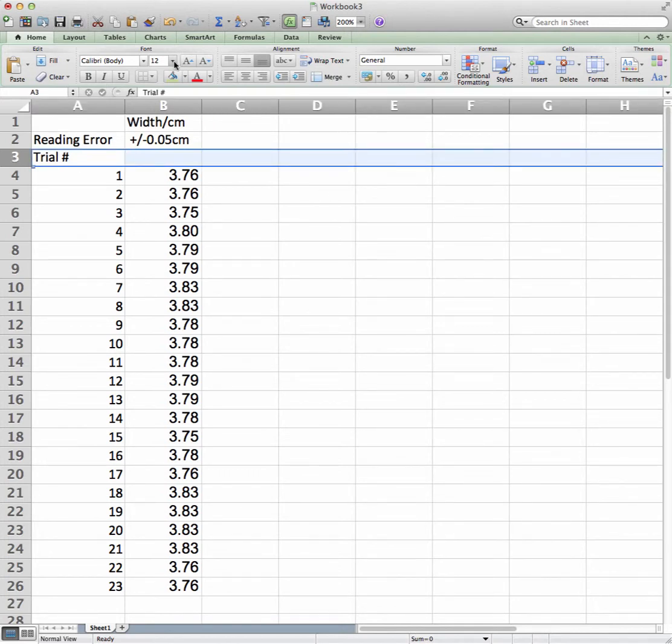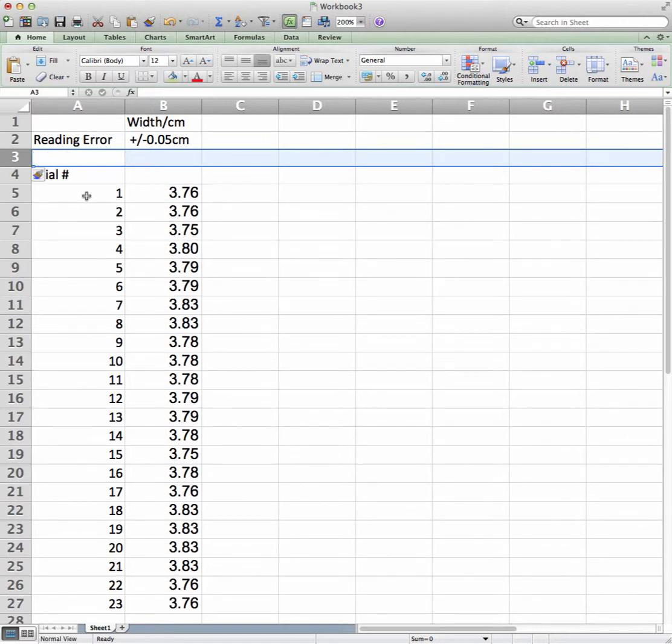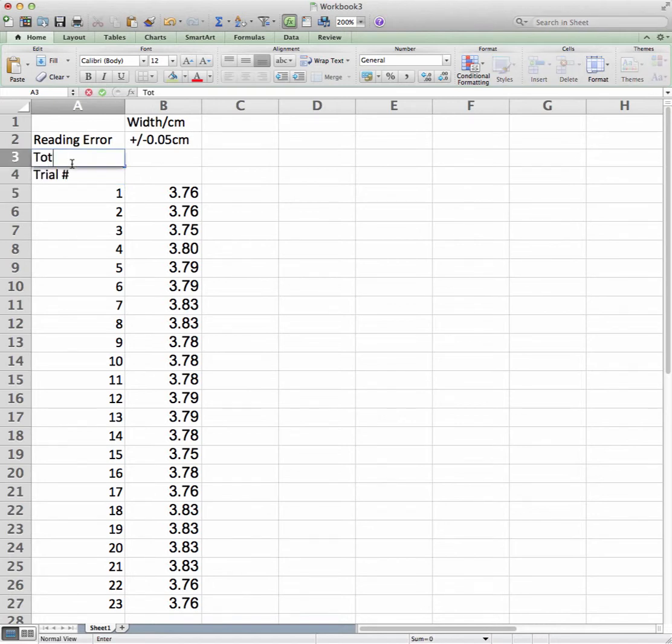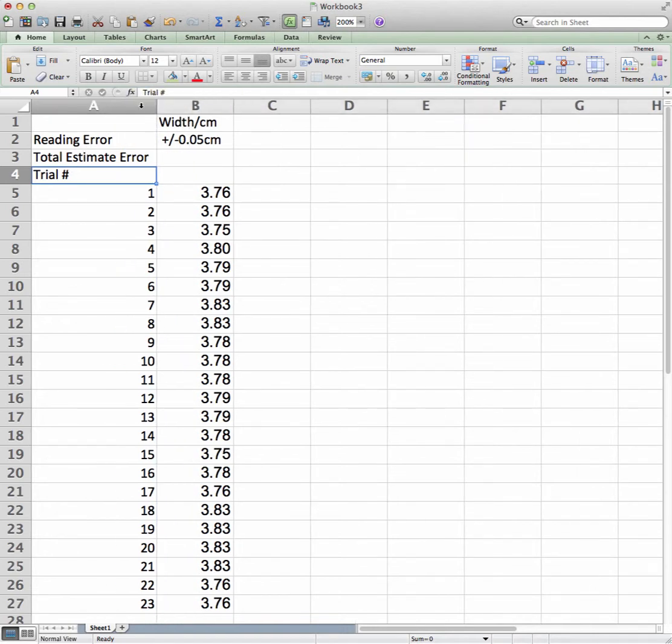So I am going to insert cells with the insert menu, and I will call this the total estimated error. I will widen the column again. And the total estimated error, since we've talked about how to estimate this, let's suppose it's used with a regular ruler, in which case it would be double. So plus or minus 0.10 centimeters. And there we have our data, like so.